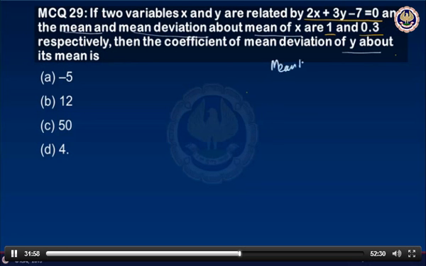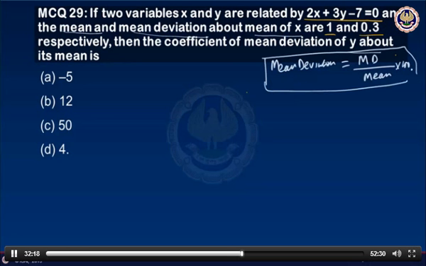The coefficient of mean deviation of y is the mean deviation from mean divided by the mean, into 100. This is the formula, and it is very important to remember. Now let us look at the equation given in the sum: 2x plus 3y minus 7 equal to 0. Now 3y equals minus 2x plus 7.